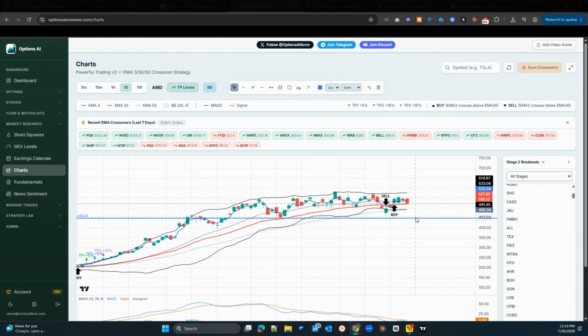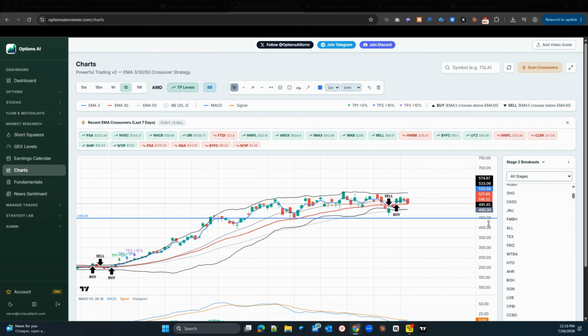This page provides a comprehensive overview of how to approach a stock. This concludes the tutorial for the charts page.